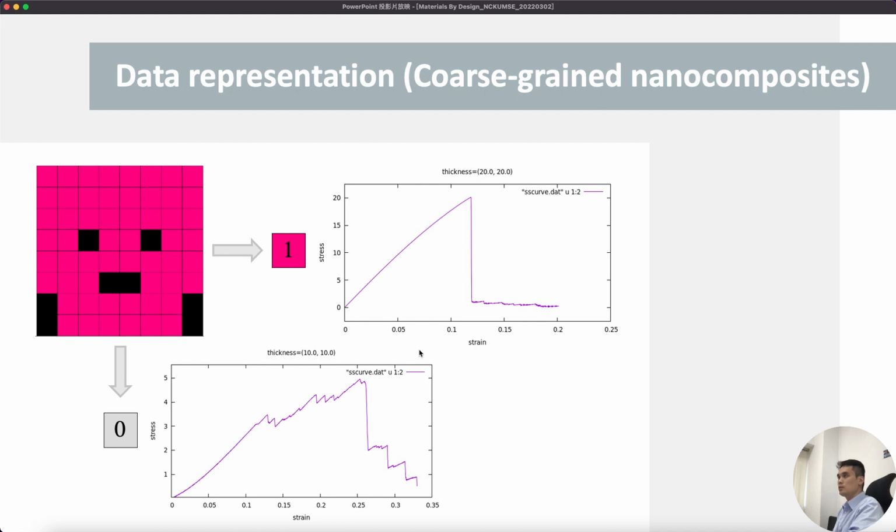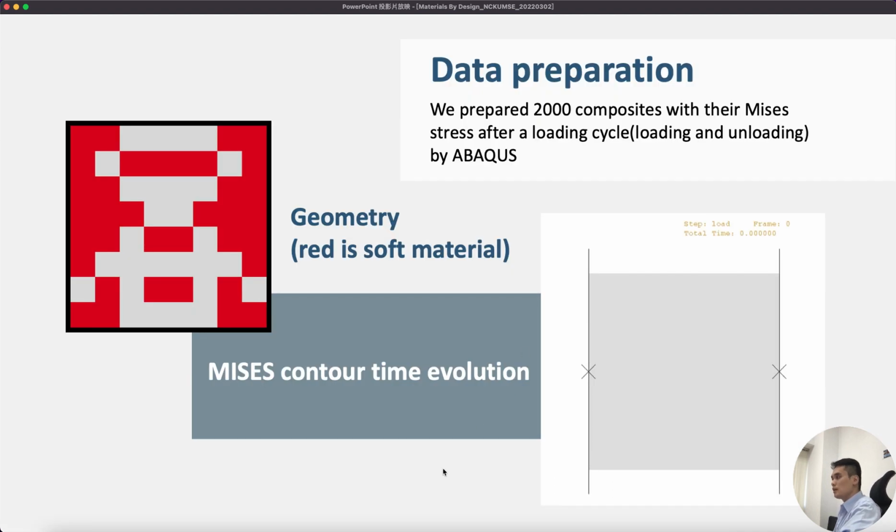So let me show you the data populations. This is what we have here: the black one is the soft material, and the pink one is the brittle material. We have two different things. One is very brittle, and the other has ductility and can withstand longer. Okay, so we have two materials.